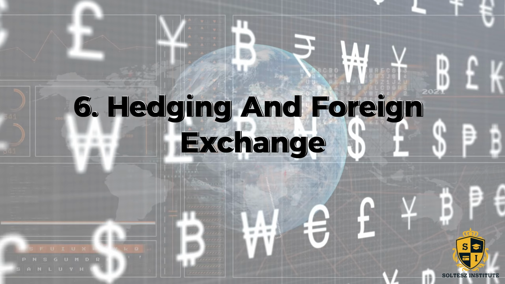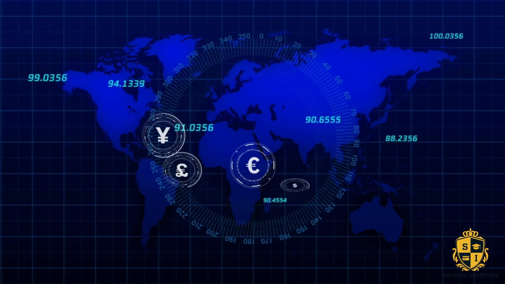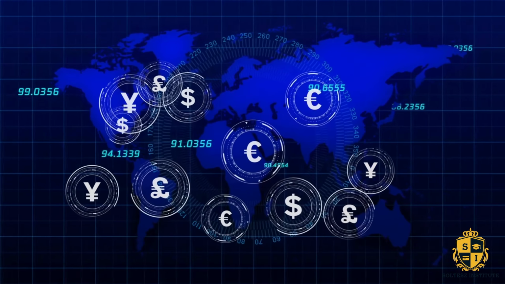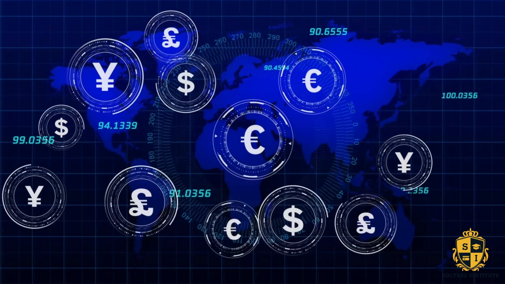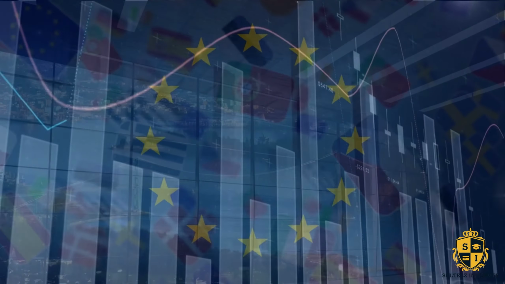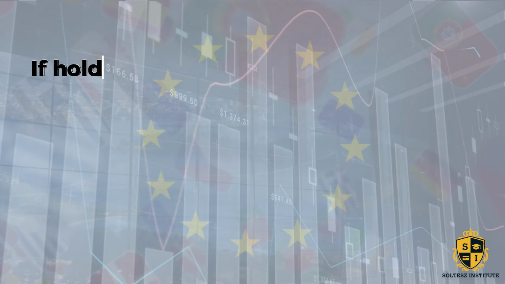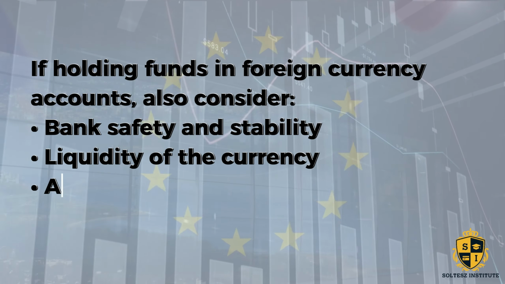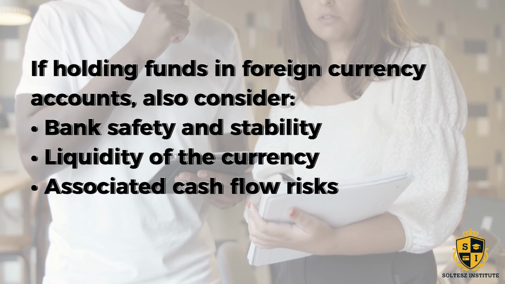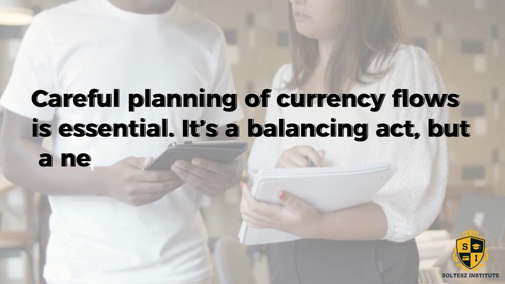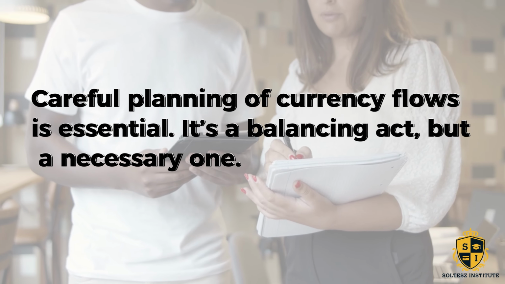Number 6, hedging and foreign exchange. International operations use multiple currencies, and fluctuations in exchange rates can significantly impact your profit. Implementing hedging strategies is, of course, vital and known, but when a business maintains funds in a foreign currency account, it also needs to consider other risks, such as the safety and the stability of the bank where the funds are held, or the tied-up liquidity in those different currencies, which can lead to cash flow challenges. Carefully planning for currency flows is a balancing act, but it's totally needed.